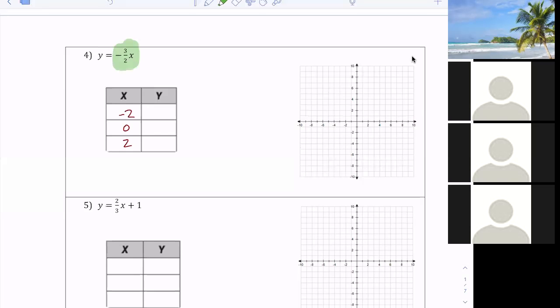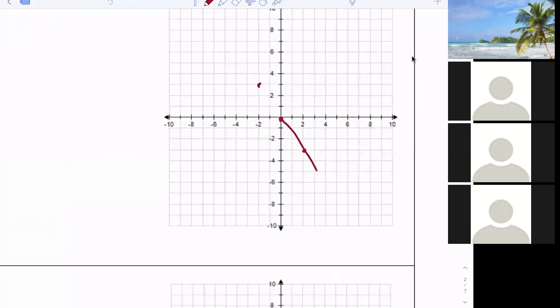And now when you plug in -2 in your table, what does it spit out? 3. When you plugged in 0, you got? When you plugged in 2, you got? -3. So now let's plot those. No, you didn't get anything different from me. Mine is right. Yours is wrong. Fix yours. Don't try to fix mine. Now, graph.